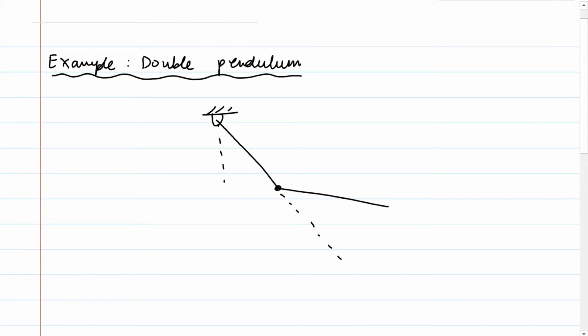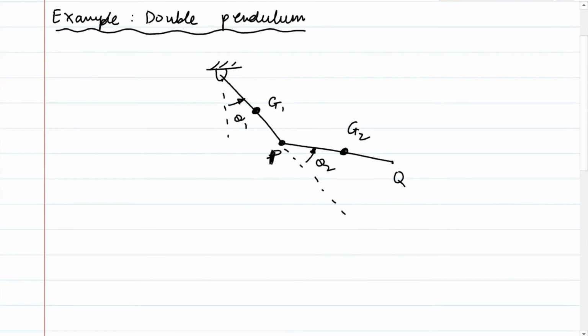This angle is theta 1, this angle is theta 2. And there's a center of mass, it's called G1. There's another center of mass called G2. This point is P, and this point is Q. And if you like, there's gravity.